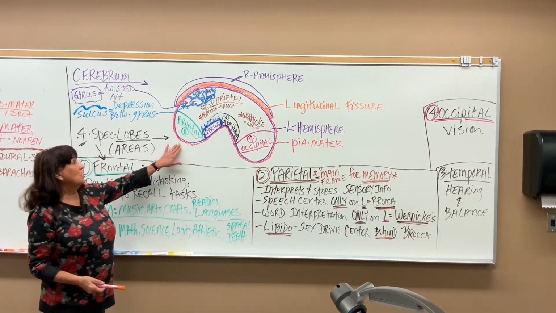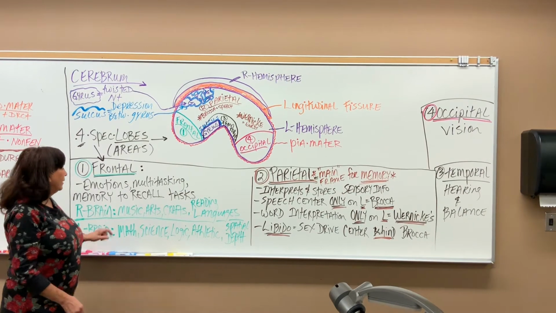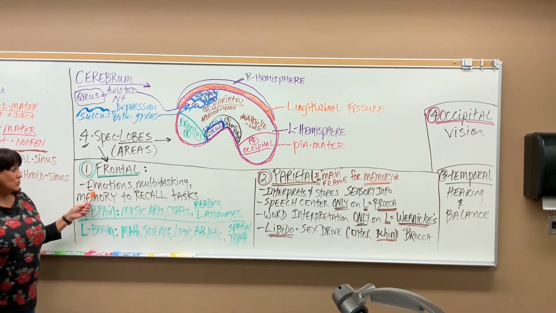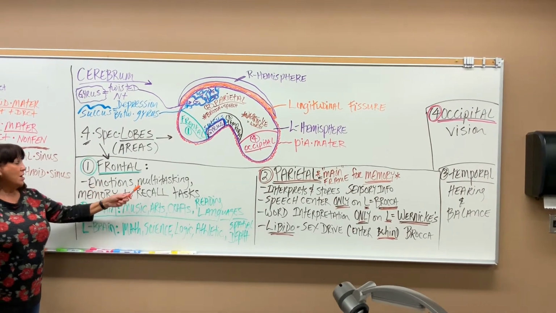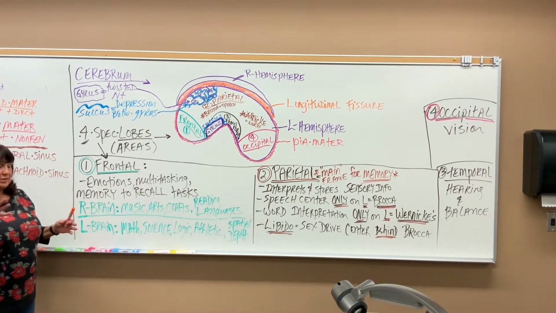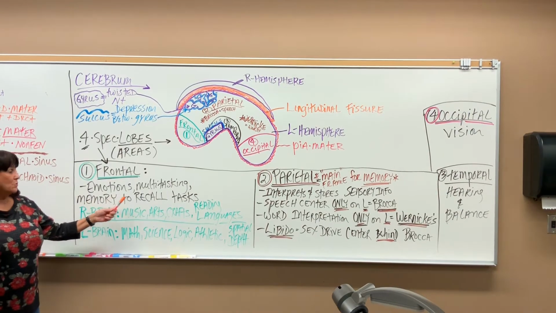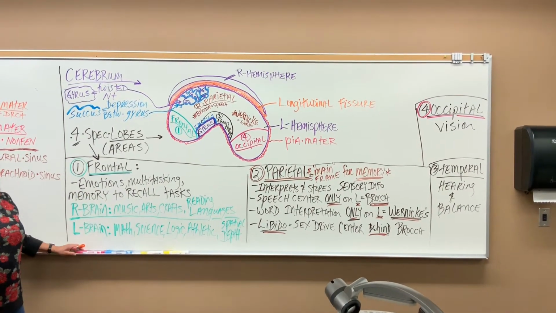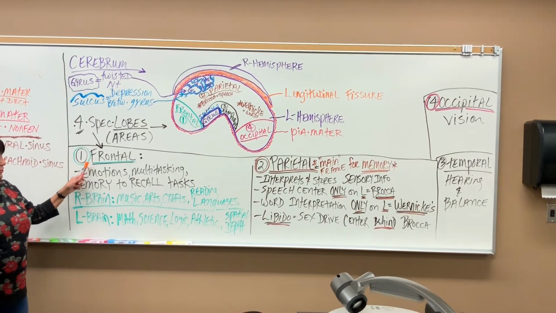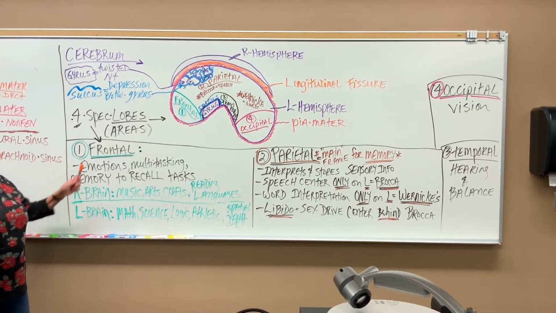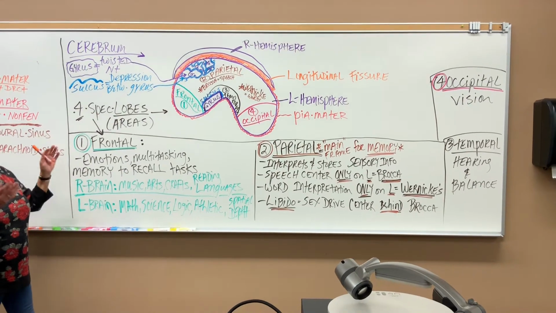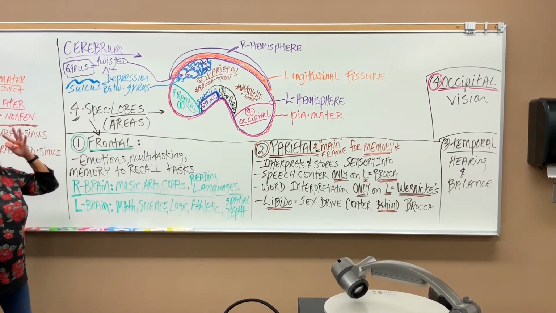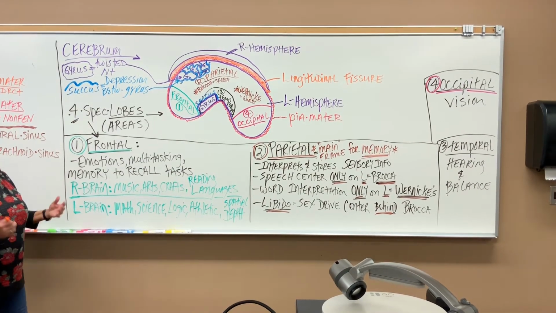So we're going to start with lobe number 1, which I color-coded green. And so the frontal lobe right here, it's mainly for your emotions. It's an emotional center, a multitasking center to coordinate everything, and memory to recall your task. And so you can remember what you just did, right? So that's the frontal lobe, okay? Now, the frontal lobe and all of these lobes are divided into a right side and a left side because we have 2 hemispheres of the cerebrum since it's so big.